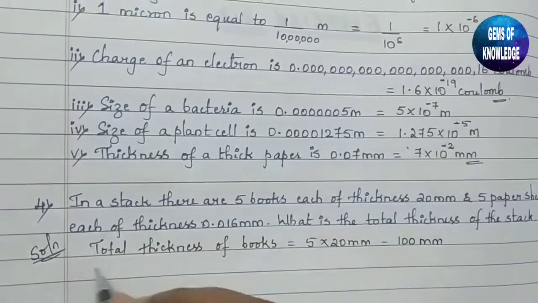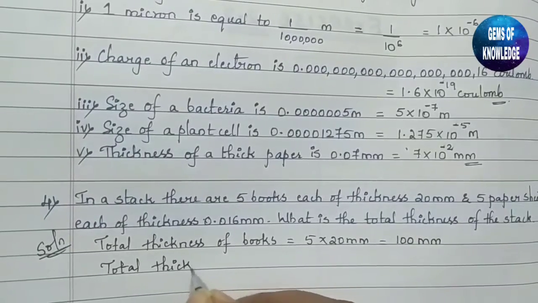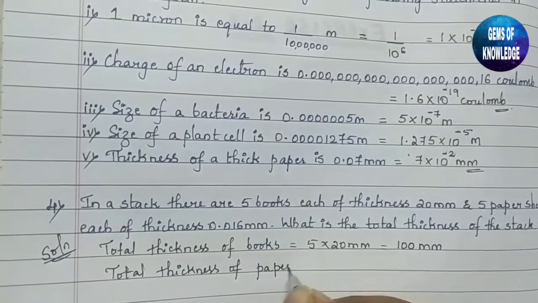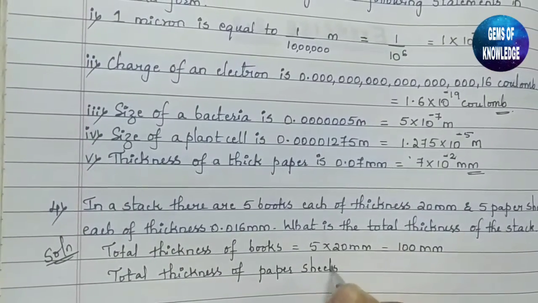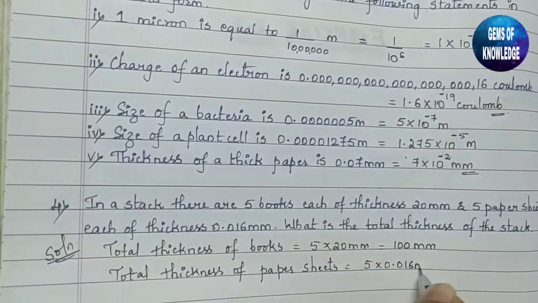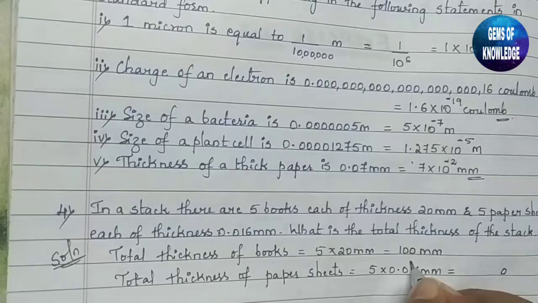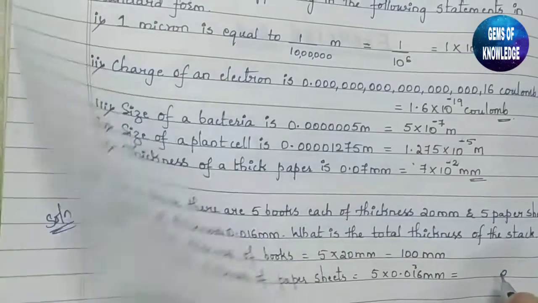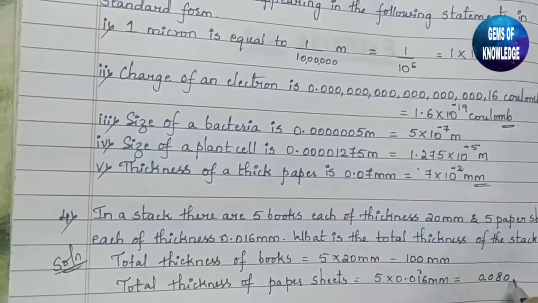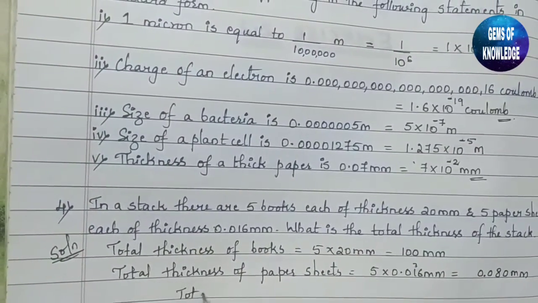Now we need to calculate the total thickness of papers. It will be 5 into 0.016 millimeter. So it is equal to 6 5s are 30, 0 and 3 will be carried, 5 1s are 5, 5 and 3 is 8, and 5 zeros are 0, 5 zeros is 0, and the point will be as it is here. So millimeter.